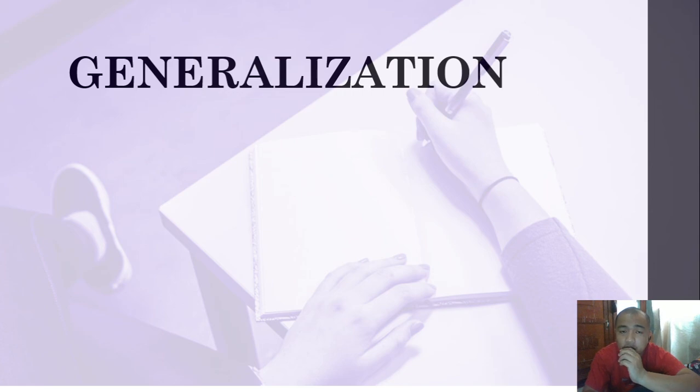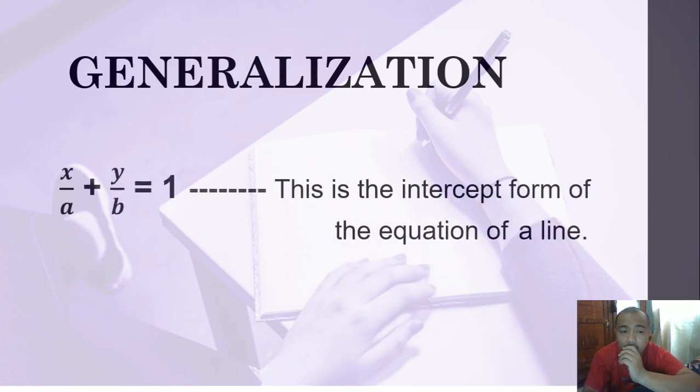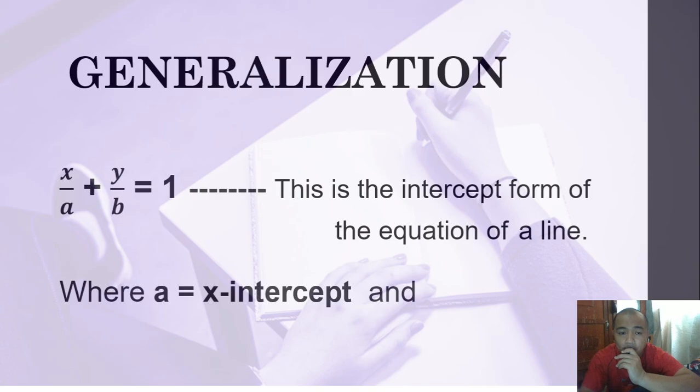So for our generalization, x over a plus y over b equals 1 is the intercept form of the equation of a line. We have already learned in this topic to determine the x and y intercepts of a line given its equation, and also we learned how to graph a line given its x and y intercepts. So a is the x-intercept, b is the y-intercept.